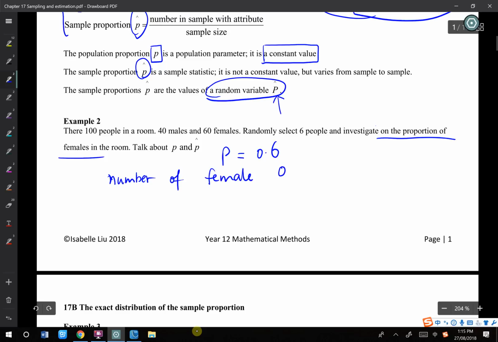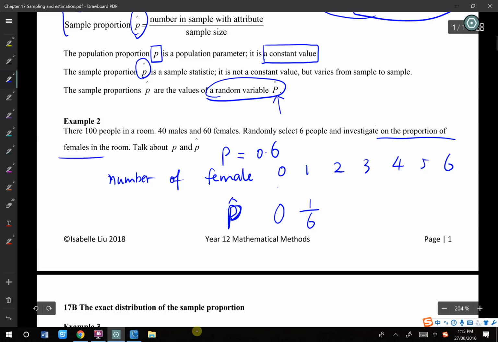I can have 0, 1, 2, 3, 4, 5, 6. And then let's think about my p hat. If I select 0 female, what's the proportion, sample proportion? What's the sample proportion? 0. What's the sample proportion for 1 female? 1/6. Okay, there's 1 female out of 6 people.